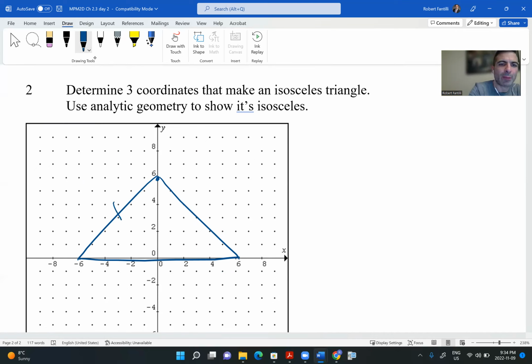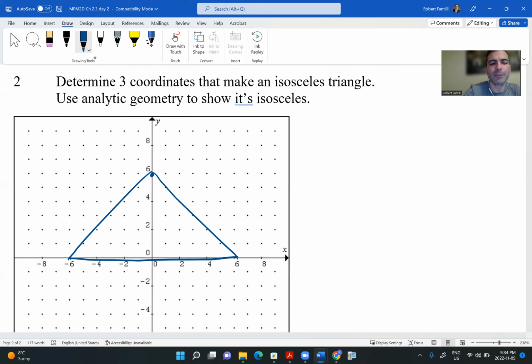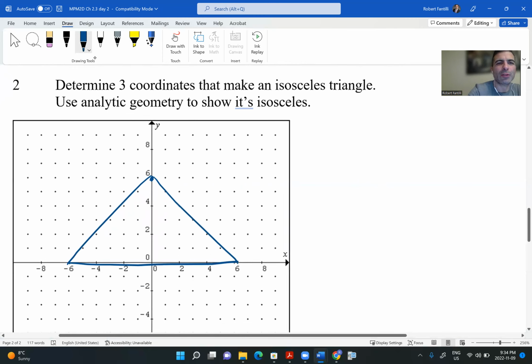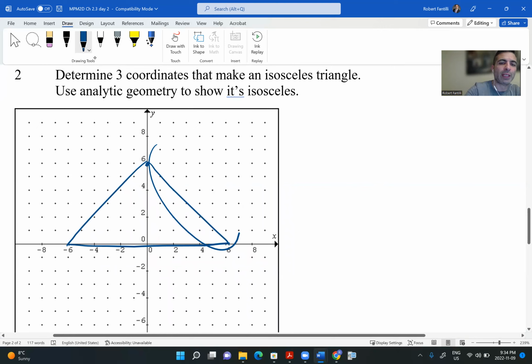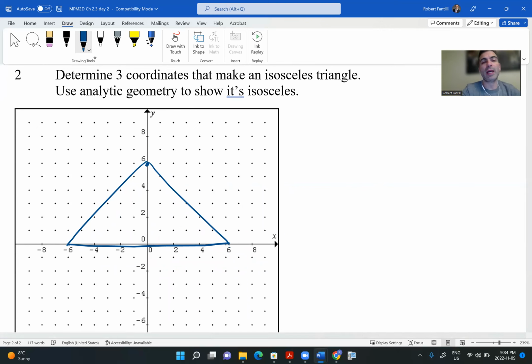But nevertheless, I'm going to prove that that side is equal to that side. How do I prove that? Well, first, I'm going to use the length of line formula. To prove isosceles, I can find the length of this and find the length of that using the coordinates given. And I can prove that those two side lengths are the same. That's one strategy, and go for it, get it done.